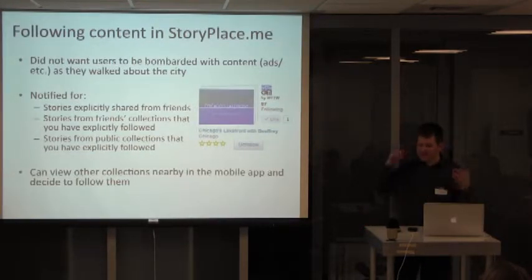So now that we have all this content in here and anyone could make something public, we wanted to have a way where you could decide what you wanted to follow. So your phone only started vibrating if you're near a story that was explicitly shared from a friend, if you're explicitly following a collection from a friend of yours that they're publishing stuff to, or stories from any of these public collections, like the Chicago Lakefront, that you've chosen to explicitly follow. So it's a bit like Twitter, you decide what you want to follow, but now as you walk around, anything in those collections will vibrate your phone and tell you that you're near a story.